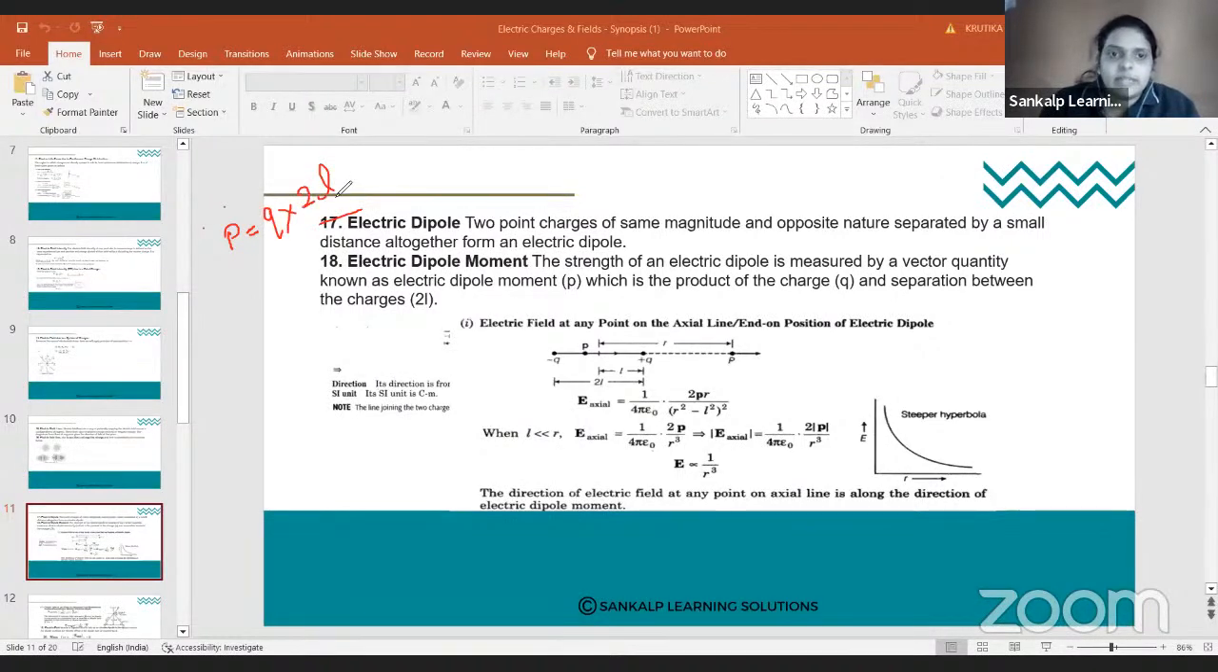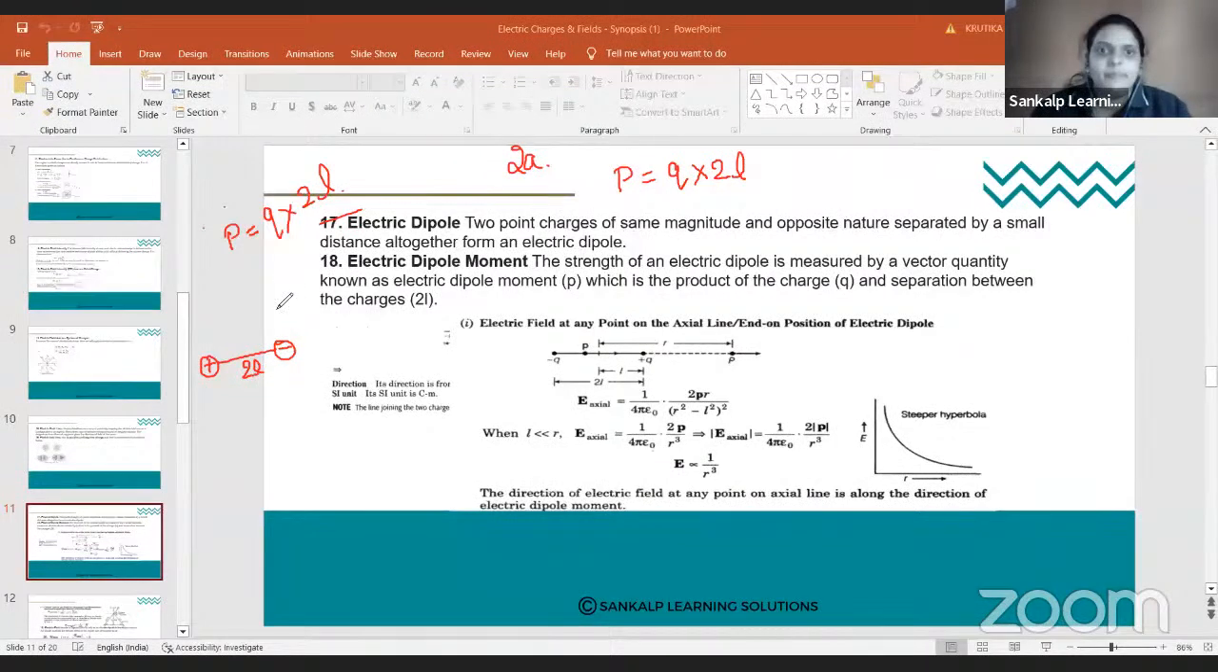In some textbooks they take it as 2L, in some it is 2A. Maximum, I think, you may have learned 2A. The dipole moment P is equal to the product of any one of the charges and the distance between them. So how do we denote a dipole? The two charges are separated by some distance. This distance is usually taken as 2L or 2A.